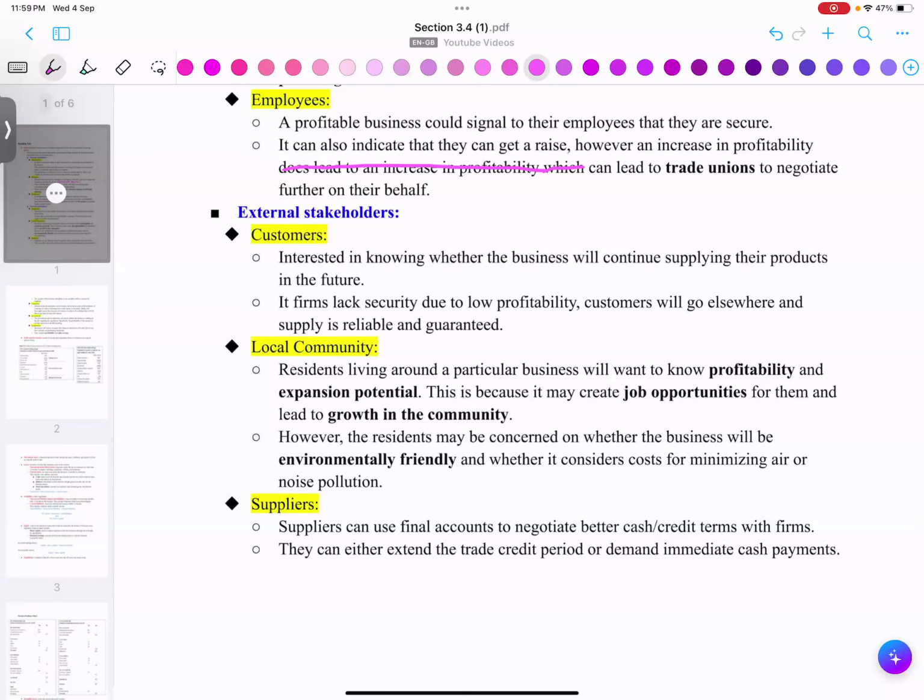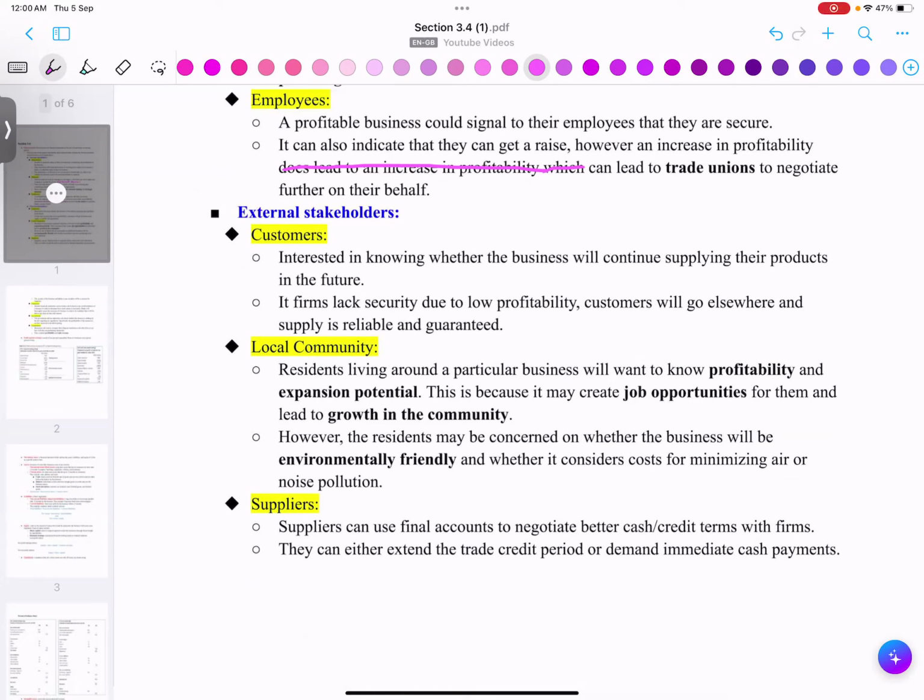Local community. Residents living around a particular business will want to know profitability and expansion potential. So they want to see if there may be some new job opportunities for them that lead to growth in the community. So they'll see, oh, is there a new job opportunity? Is this expanding? Is this something good for our economy? Or it can be that the residents may be concerned about whether the business will be environmentally friendly and whether it considers costs for minimizing air or noise pollution.